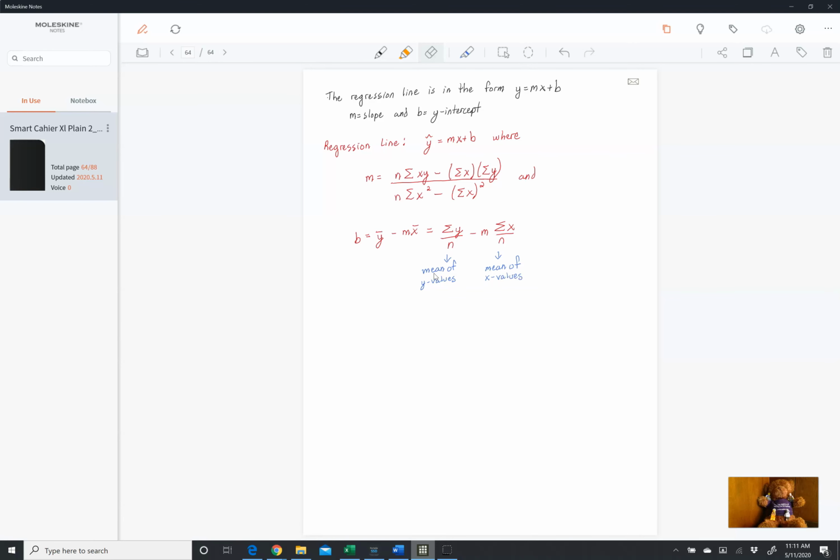Okay, and just as a note, the regression line is always going to pass through the point that represents the mean of the x, comma, the mean of the y. That's always going to be the case.